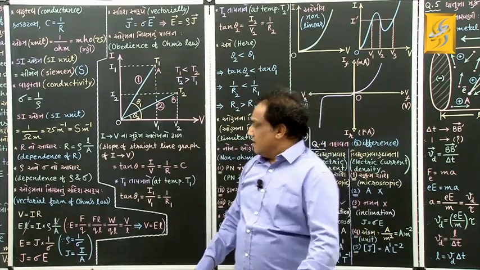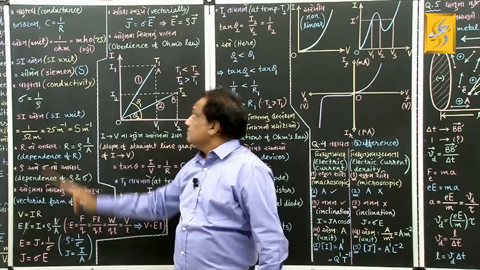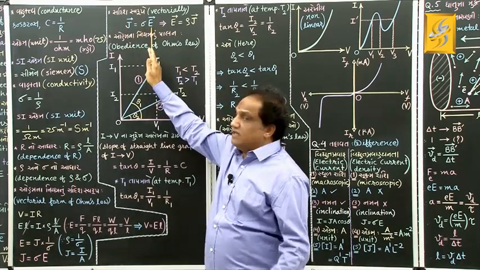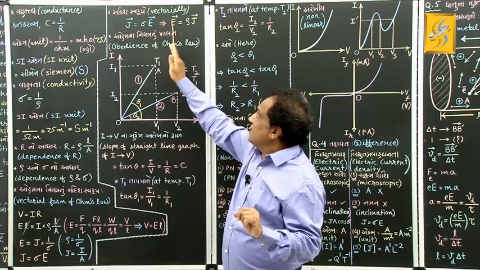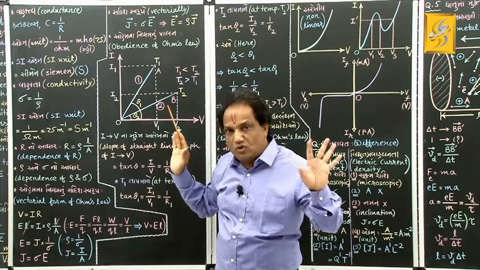Fine. Remember all the three. V equals IR, which is the scalar form. Vector J equals sigma into vector E, that is the vectorial form. And vector E equals rho into vector J, it is also a vectorial form of Ohm's law. Got it?